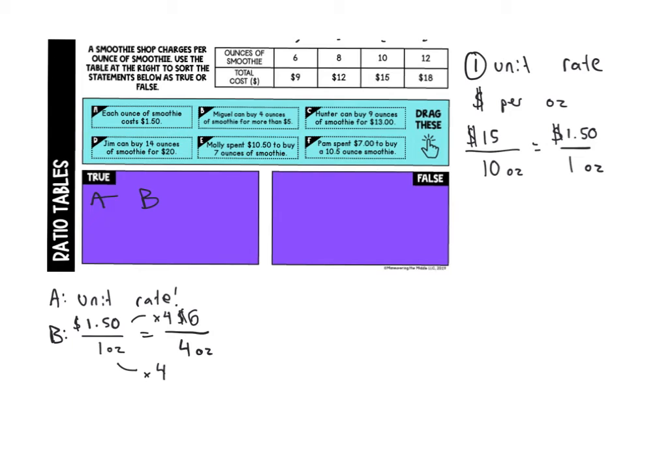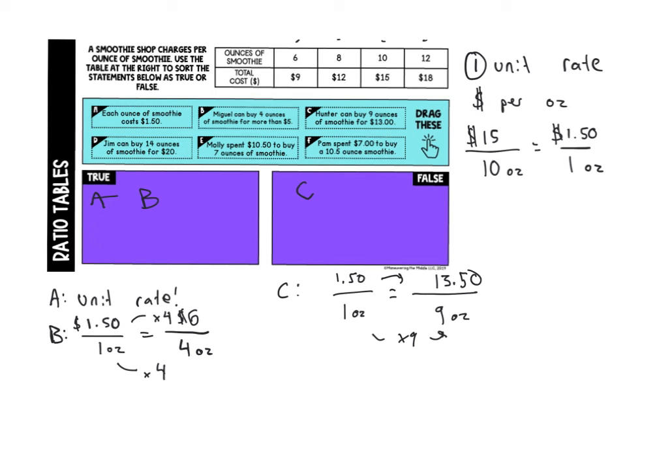Hunter can buy 9 ounces of smoothie for $13. So we'll do that same process. It's $1.50 for 1 ounce, and we're looking at how much it would cost for 9 ounces. So right here, multiply by 9 to put it there. So again here, we'll say 150 times 9 is 13.50. So Hunter can buy 9 ounces of smoothie for $13. He cannot. He only has $13. He doesn't have enough money. So C is going to go into false.